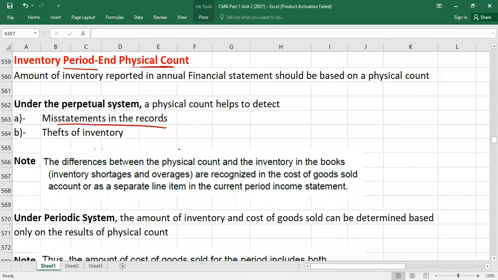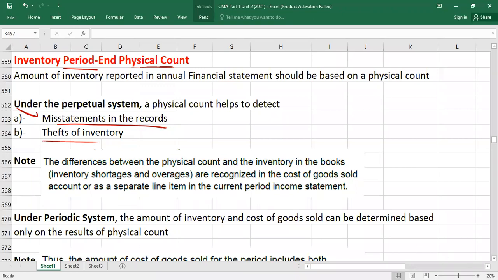For example, in the system it's showing less or more, but physically it could be more or less. Simply, it's different from the system. So maybe there's a problem with the system. Maybe some transactions are not updated in the system. That is why it's different. Right or wrong? So physical count will help you in two ways: to identify misstatements in the records, and to identify theft of inventory.